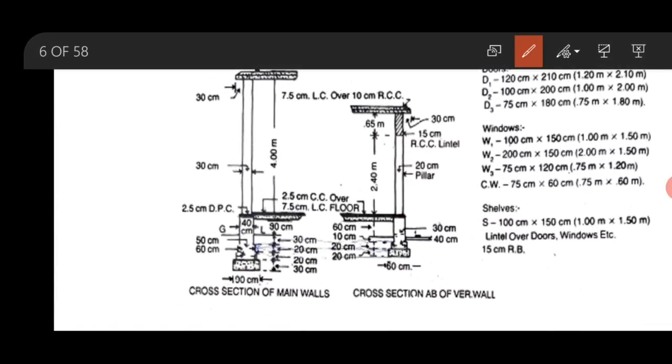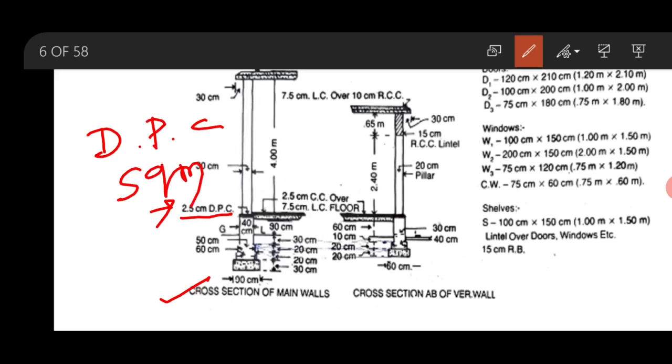So for this part we will consider the cross section of main wall. You can see here it is written 2.5 cm DPC, and you know this DPC is a square meter item. Okay, and it is done and prepared above the plinth wall. So its width will be equal to the width of the plinth wall. So here the width of DPC will be 0.4 meter.